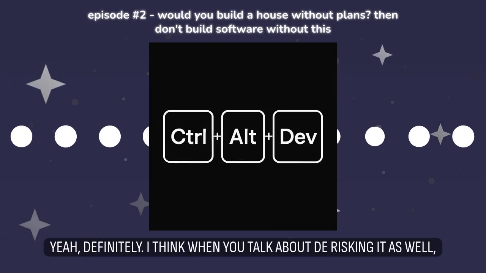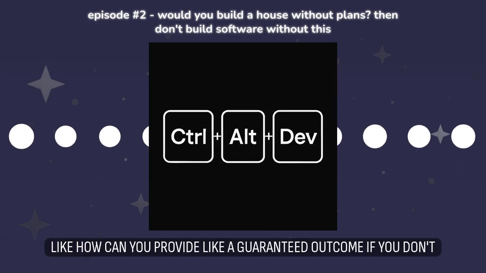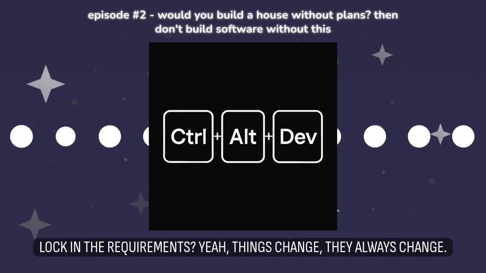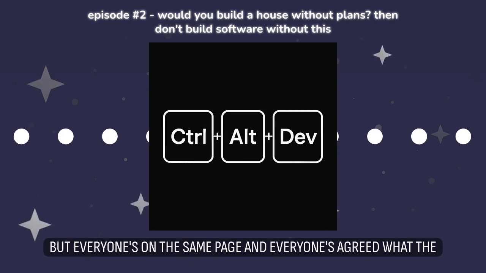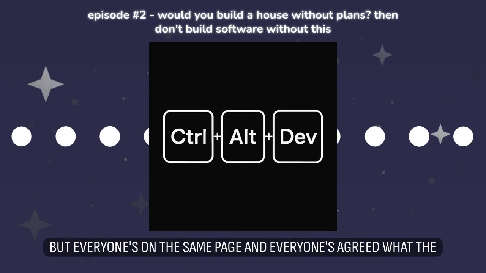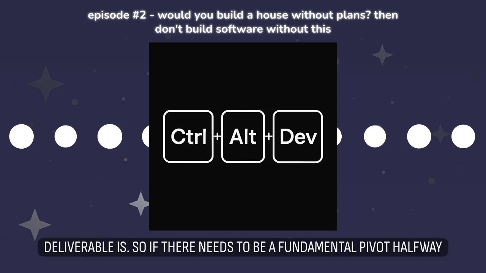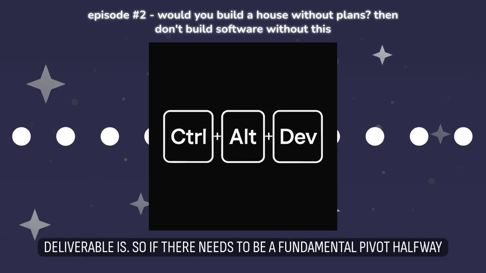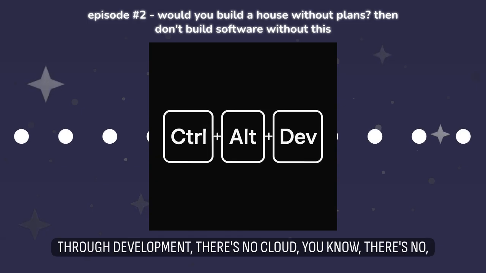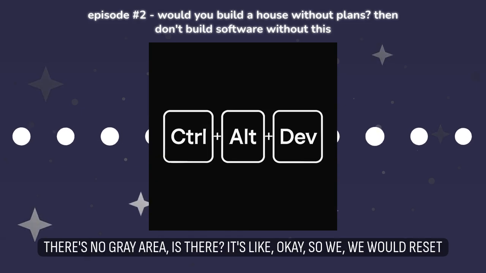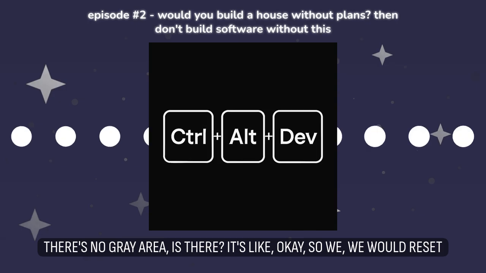And I think when you're talking about de-risking it as well, how can you provide a guaranteed outcome if you don't lock in the requirements? Yeah. Things change, they always change, but everyone's on the same page and everyone's agreed what the deliverable is. So if there needs to be a fundamental pivot halfway through development, there's no cloud, there's no grey area, is there? It's like, okay, so we would reset and stuff.